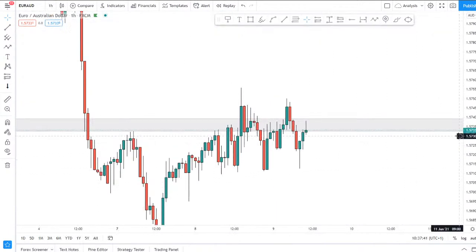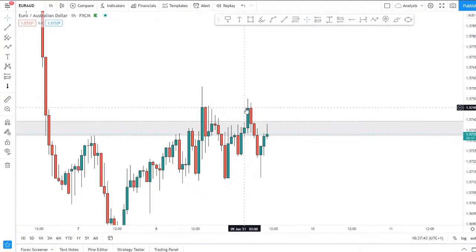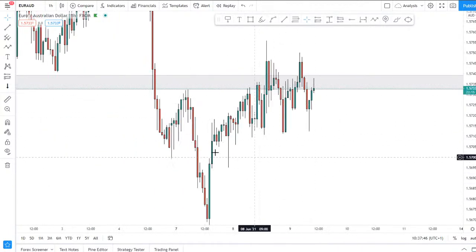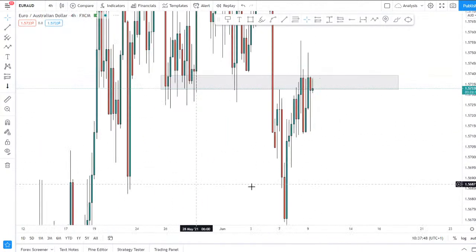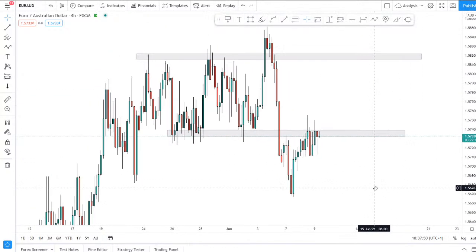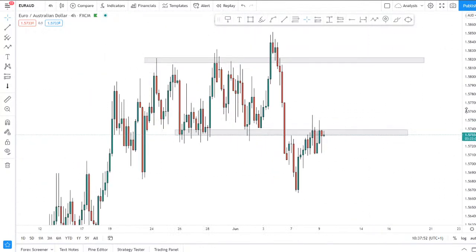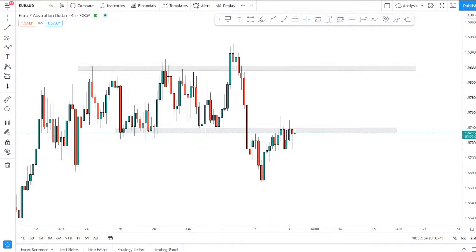You can see on the hourly, we tried to break through it once, second time failed. So yeah, we could roll over again, but I will not be taking part in that move if that does happen. We'll be waiting to see if we can get a bit of retracement first.